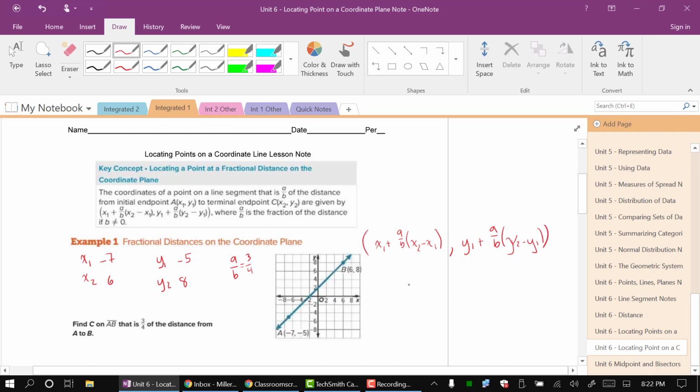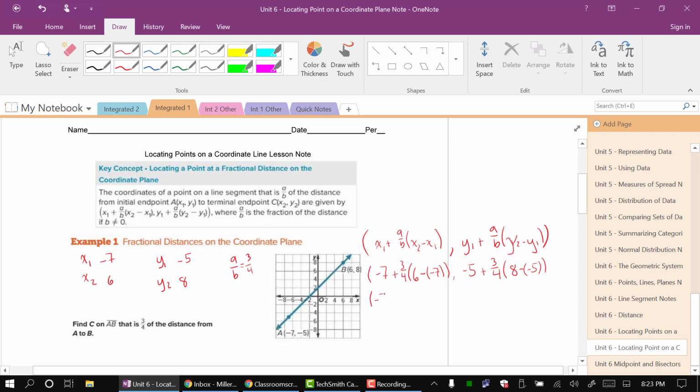So plug in the values that we have. We have all the values over here. So our x1 is -7 plus 3/4, 6 minus -7. Our y1 is -5 plus 3/4, y2 is 8 minus -5. So again, we got double negatives, so let's take care of those. We turn those into plus.